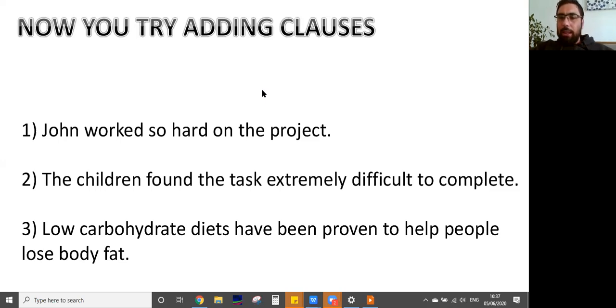Yeah, excellent. Anyone else want to add anything else? Okay. If not, let's move on to number 2. The children found the task extremely difficult to complete. So what could we say? Which is why, which means, let's make some sentences. Let's add some clauses here, non-defined relative clauses.